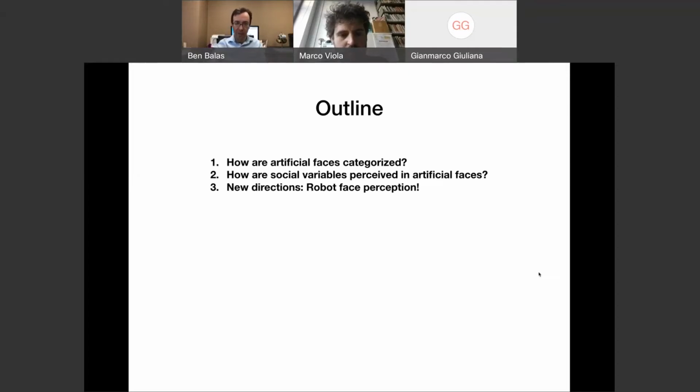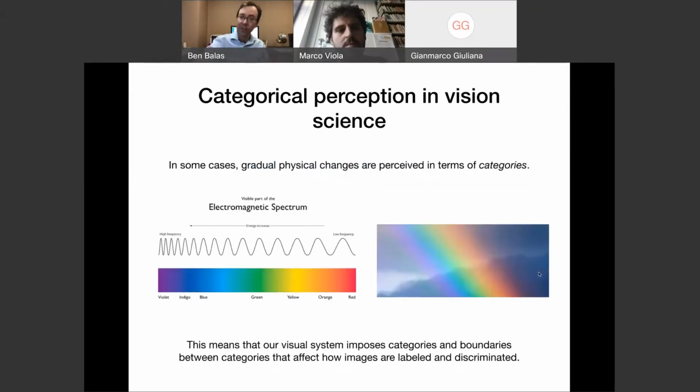So let me start by saying a bit about artificial face categorization. And I want to start by introducing this idea from vision science called categorical perception, which is sort of at the heart of what I'm thinking about when I talk about categorization in the context of visual recognition tasks. This phrase categorical perception, what it means in vision science is really it's referring to this phenomenon where in some cases, for some classes of stimuli, gradual physical changes in the stimulus are perceived by the visual system in terms of these sharp boundaries or categories that sort of carve up a continuous spectrum into these discrete bins.